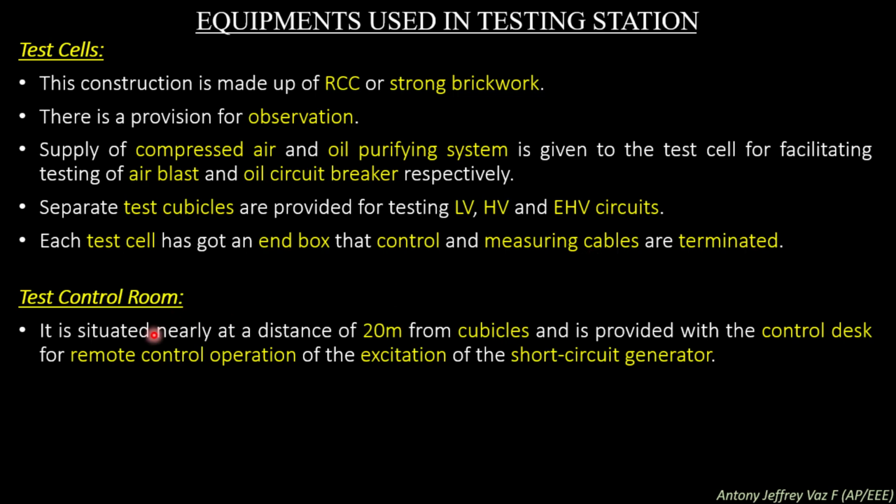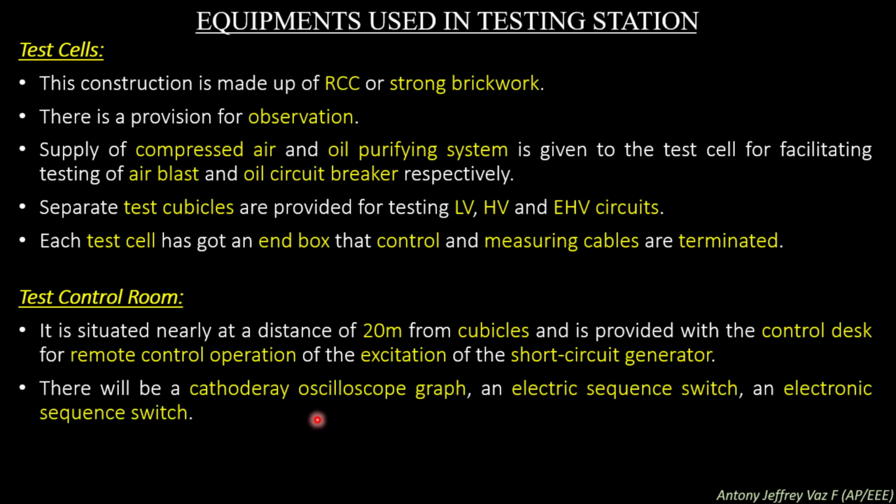Test control room. It is situated at a distance of about 20 meters from the cubicles and is provided with a control desk for remote control operation of the excitation of the short circuit generator. So, a test control room is always situated 20 meters away from the test cell, and it has a desk panel with all the control operations, that is, the remote control devices. There is a provision that from the test control room we can observe the test cell.